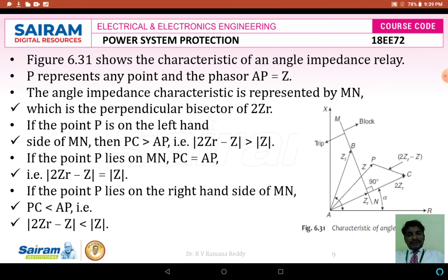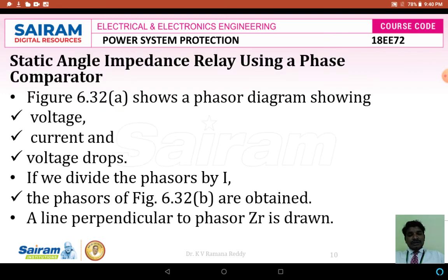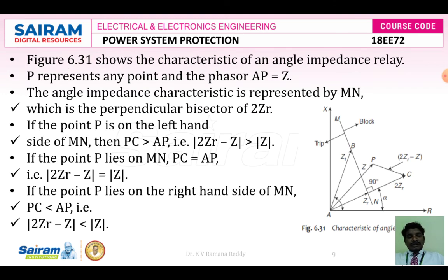The point P on the left hand side of MN, that is PC, is greater than AP. So the length of the line PC is equal to the length of the line AP, and also 2ZR minus Z is equal to mod of Z. If the point P lies on the right hand side of MN, that is PC is less than AP. Whenever PC is less than AP, then 2ZR minus Z is less than mod of Z. During that interval, the relay will not trip the circuit breaker. Whenever 2ZR minus Z is greater than mod of Z, then the relay will trip the circuit breaker.